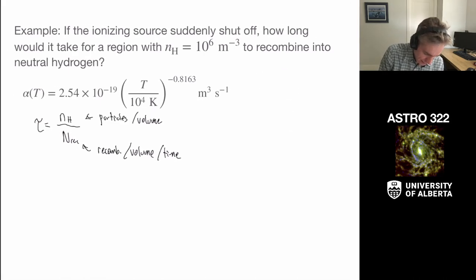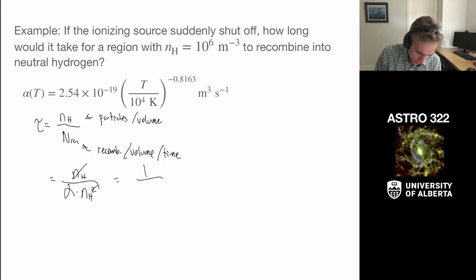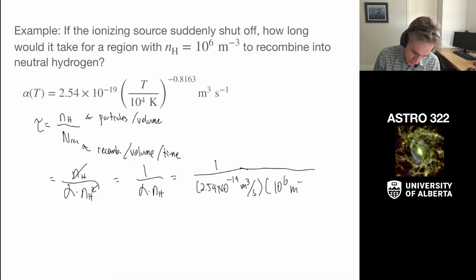But what we have is we can just stick this in and see that the recombination time is nh over alpha times nh squared. I'm going to assume that's 10 to the fourth Kelvin again. I'm going to cancel out one of those powers, and I get 1 over alpha times nh, and that's equal to 1 over 2.54 times 10 to the minus 19 meter cubed per second times my density, which is 10 to the 6 per meter cubed. You notice the meter cubes cancel out as promised, and so then this ends up as 1 over 2.4 times 10 to the negative 13, and then that gives me 3.9 times 10 to the 12 seconds.